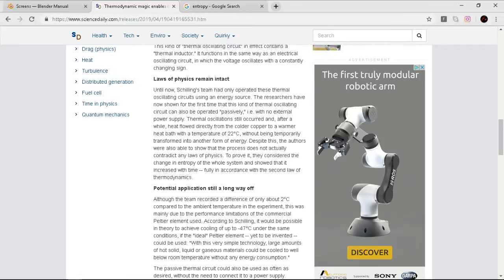Until now, Schilling's team had only operated these thermal oscillating circuits using an energy source. The researchers have now shown for the first time that this kind of thermal oscillating circuit can also be operated passively, i.e., with no external power supply. The thermal oscillation still occurred, and after a while, heat flowed directly from the colder copper to a warmer heat bath.